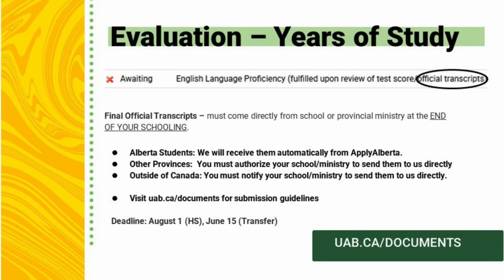Additionally, if you want some more information on, for example, translations or how to submit international transcripts, there's a beautiful little link right here, uab.ca/documents, that will give you some information in terms of translation information or international documentation submissions, and so on and so forth. Also, as mentioned earlier, if that checklist item's not there, then you have met ELP through something that you've mentioned in your application.